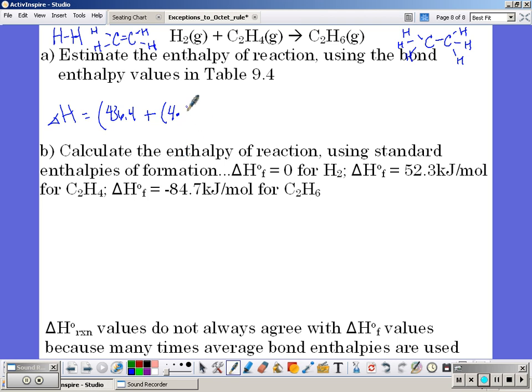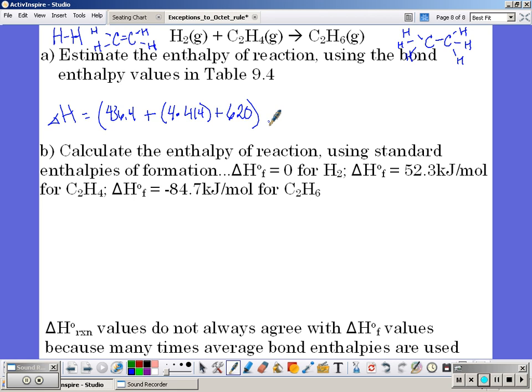plus I have a carbon double bonded to carbon bond. Now, make sure that you take note of the fact that my carbon double bond, oh, that's the wrong value. I'm sorry, I looked at carbon oxygen. Let me change that. So carbon double bonded to carbon is 620. If it was carbon double bonded to oxygen, there's a little footnote to tell you that if it's actually carbon dioxide, it has a separate value than if it's carbon double bonded to oxygen in any other molecule. So those are my reactants. I'm going to subtract my products.